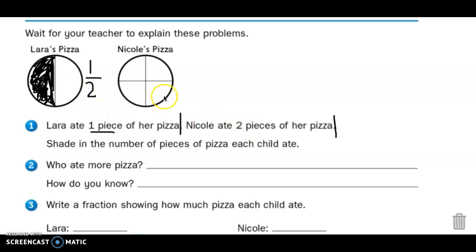Okay. Then Nicole ate 2 pieces. She has 1, 2, 3, 4. So we need to color 2 pieces. She ate this piece, that's 1. And she ate this piece, that's 2. Okay, so she ate 2 out of the denominator. How many do we have total? 1, 2, 3, and 4.